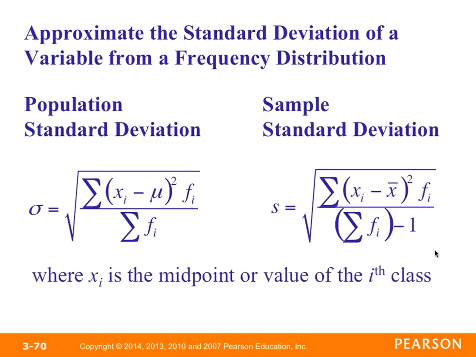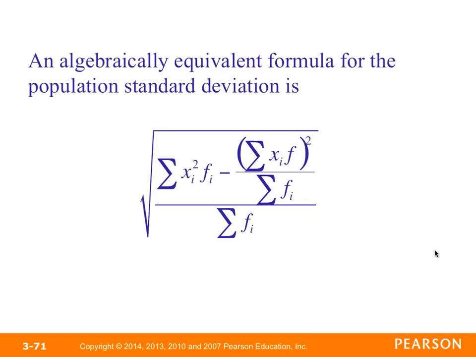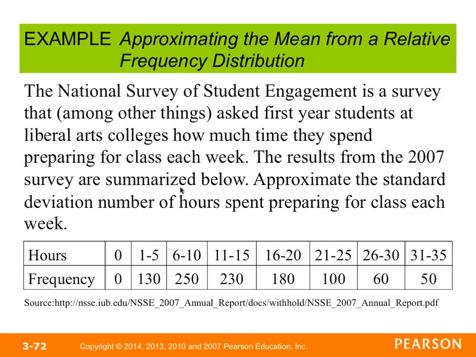Xi is going to be the midpoint or value of the ith class, and f is going to be the frequency for that class. Now there is an algebraic equivalent for the population standard deviation, and if you already have some of these metrics, then this might be a little easier. So this is just an additional formula that can be used.